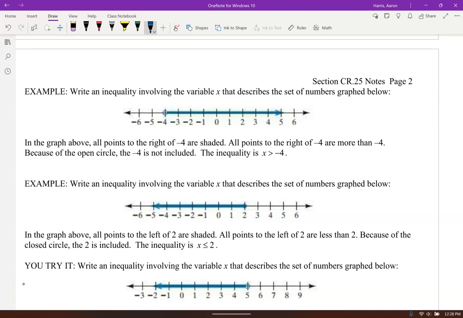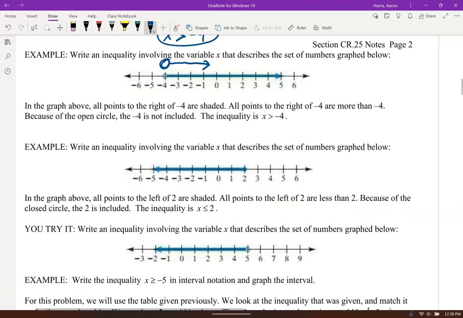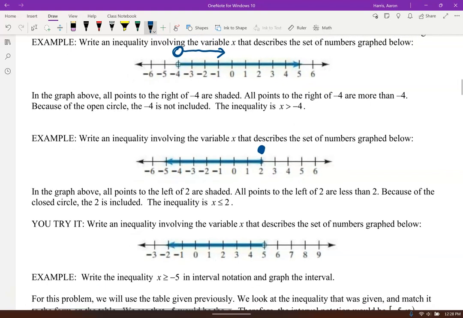Do you notice at the -4 it's open? That means it does not include it, and then it's everything to the right. So we say x is greater than, because it's got to be above, not including the -4, greater than -4. Now this second one has the 2, it's filled in. It's filled in and then it's going left. So it includes the 2. So we want everything less than 2, but we want to include the 2. So we're going to say less than or equal to, right?